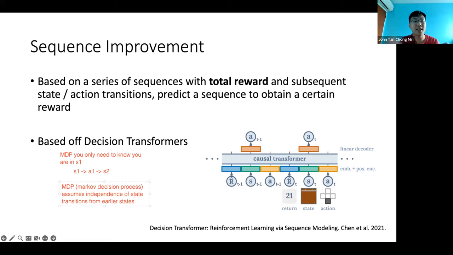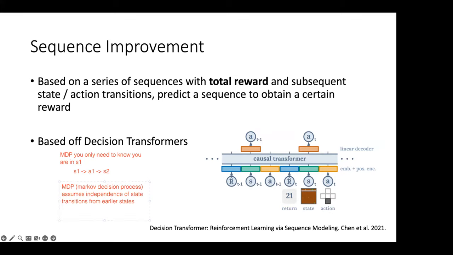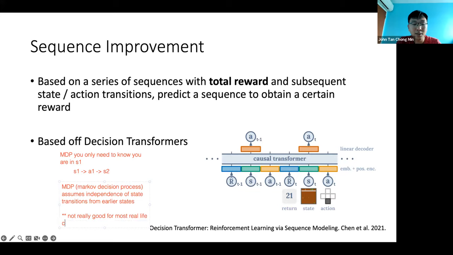To a limited extent, unless you're dealing with, say, the king capture rule where you cannot repeat more than three times. Apart from that, you don't need the earlier states. So this is actually not a very good assumption for most real life cases. I don't like the Markov decision process. I agree with you, it looks like it's oversimplifying things. Most real life cases, the history does matter.